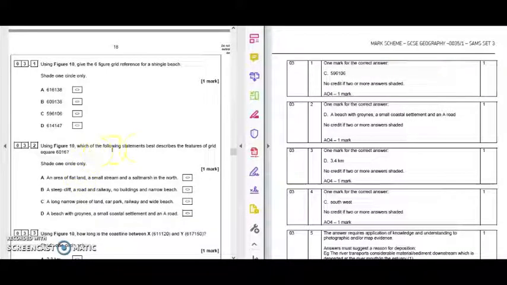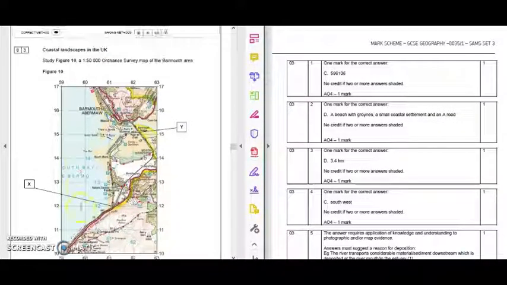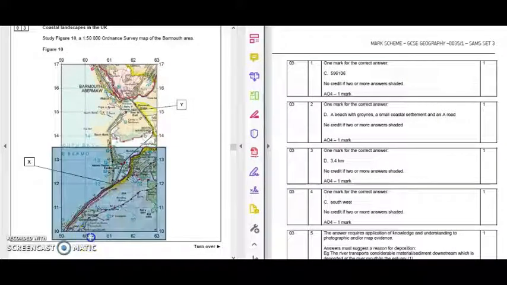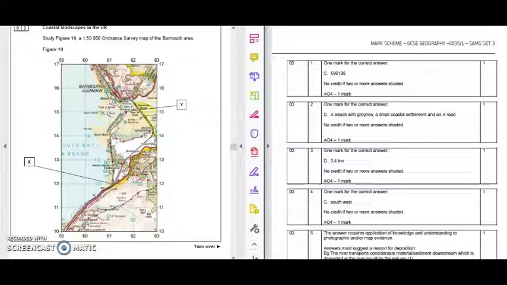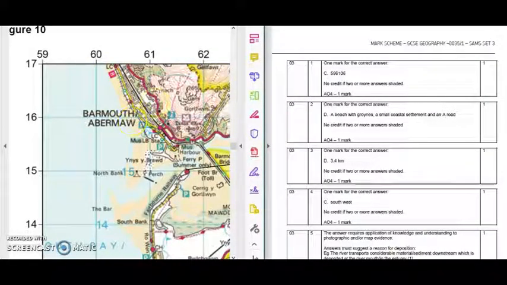3.2, using figure 10, which of the following statements best describes the features of grid square 6016? So again, we'll go back up to the map. 60, 16, oops, is right at the top. So it's this square here, if I can zoom in a little bit. So what best describes this square? And the answer is D. A beach with groins, that's what these black lines that stick out represent, those wooden groins. A small coastal settlement and an A road, which is this purple one here.